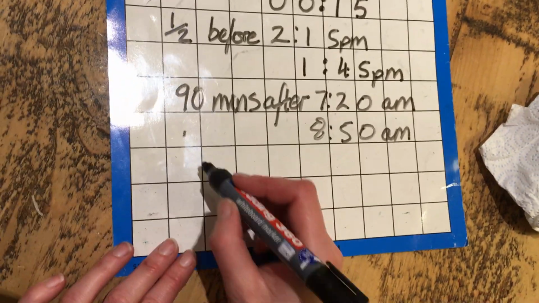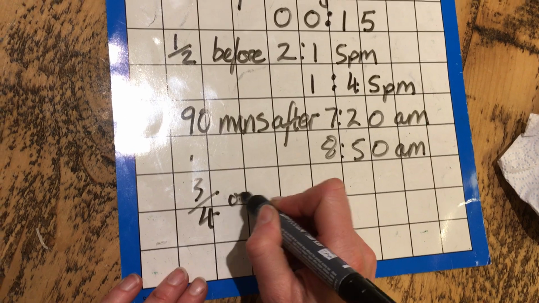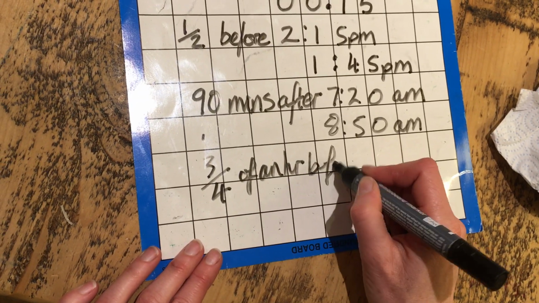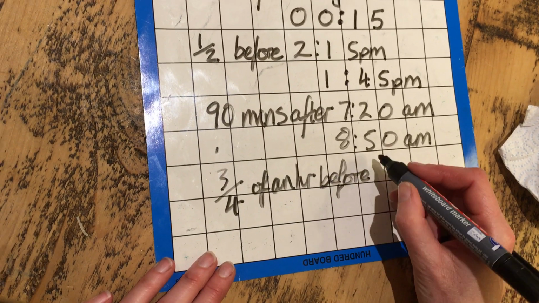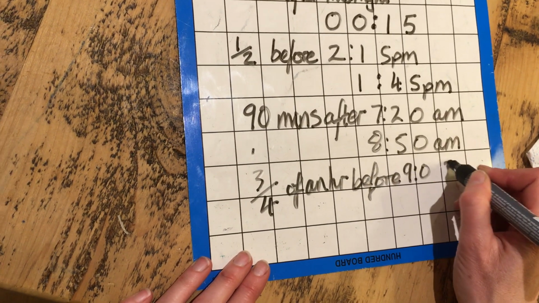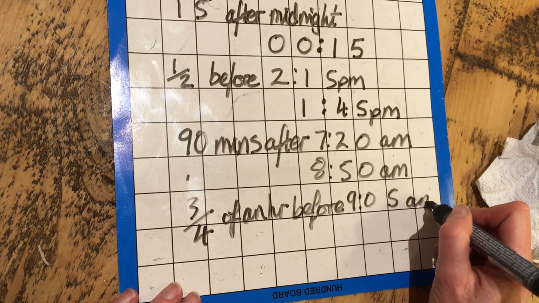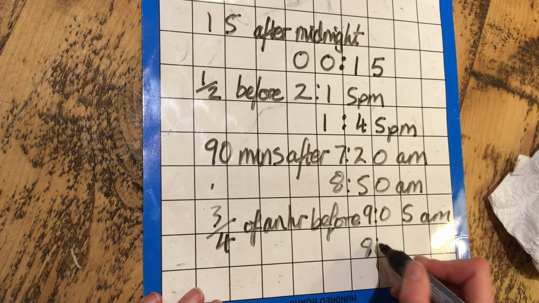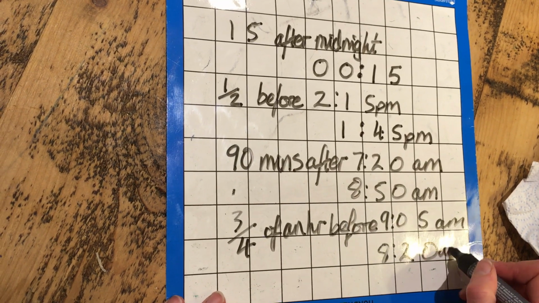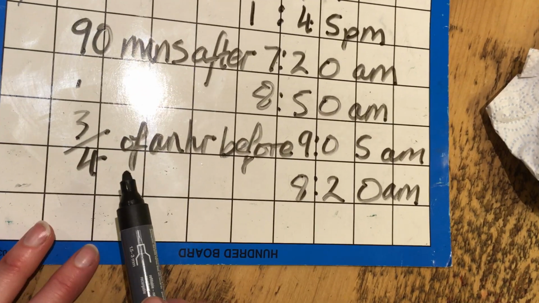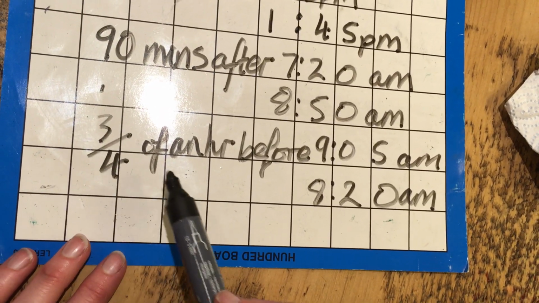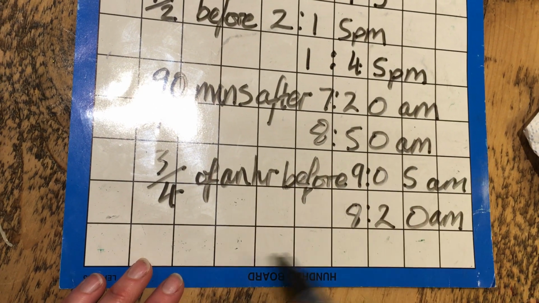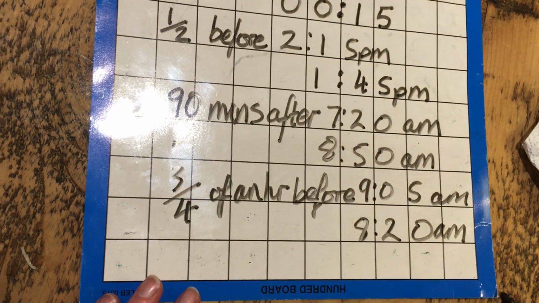And the last one, 3/4 of an hour before 9:05 a.m. And the answer is 8:20 a.m. I would say to myself, let's go back 5 minutes. That would take us to 9 o'clock, and then another 40 minutes, which takes us to 8:20.